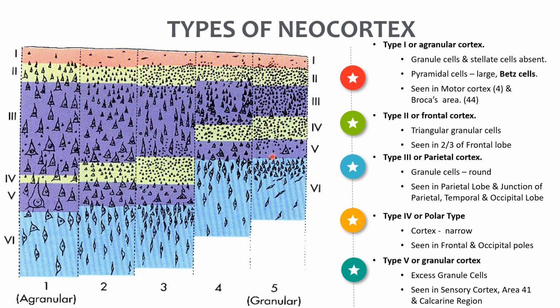And then type 5 or the granular cortex, there will be excessive granule cells. So here it is seen in the sensory cortex and in area 41 and the calcarine region.